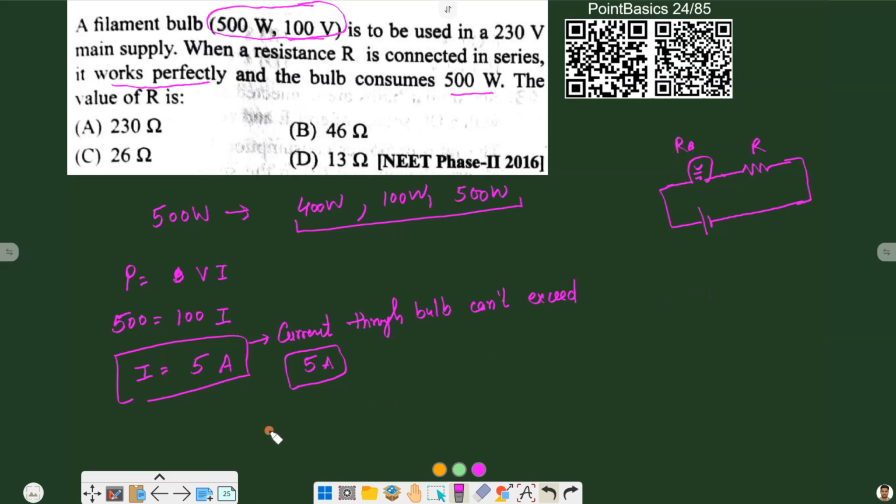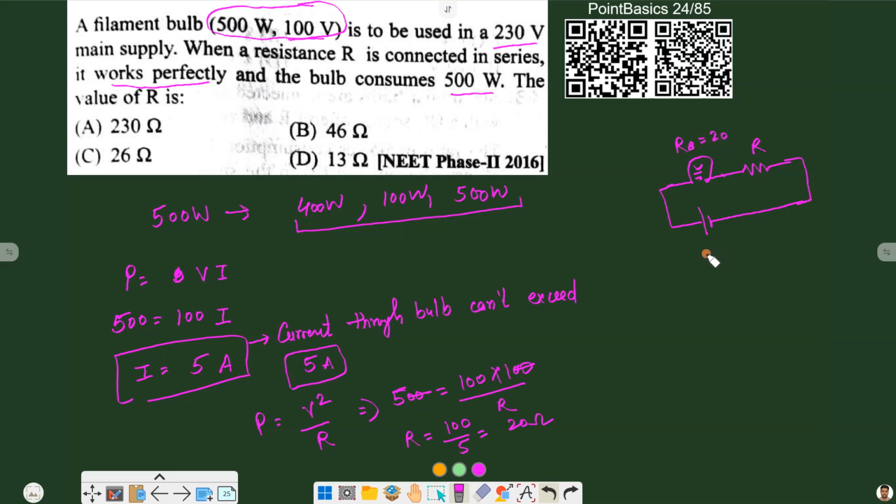For that we can use the formula P is equal to V square by R, and here V is the rated voltage, not the given voltage. Here the given voltage is 230 volts, but V is the rated voltage at which the power is given, and here the rated voltage is 100 volt at which power is 500 watt. So 500 is equal to 100 multiplied by 100 divided by R, and from this R will be 100 by 5, that is equal to 20 ohms. So the resistance of the bulb is 20 ohms.